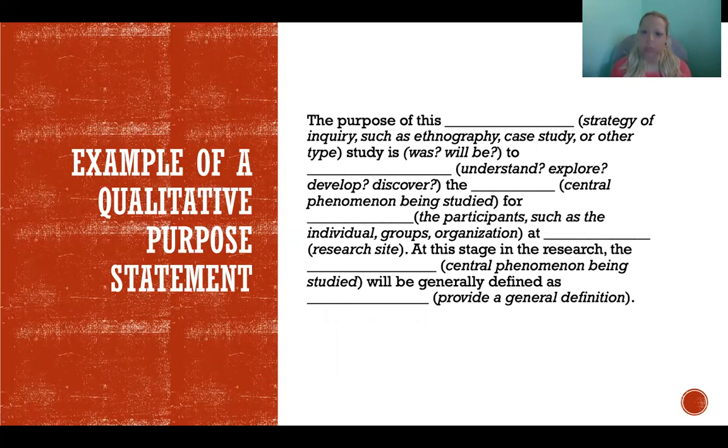So again, this is just a loose kind of template to work with and build on it or change it around to meet whatever the needs are of the study that you are trying to write about.